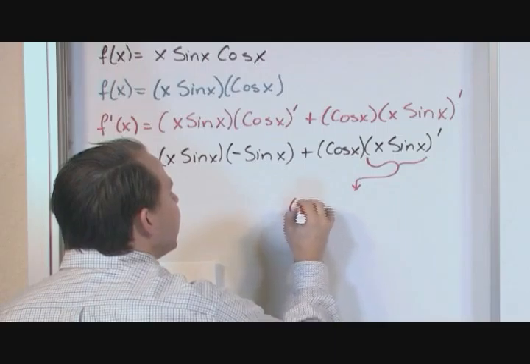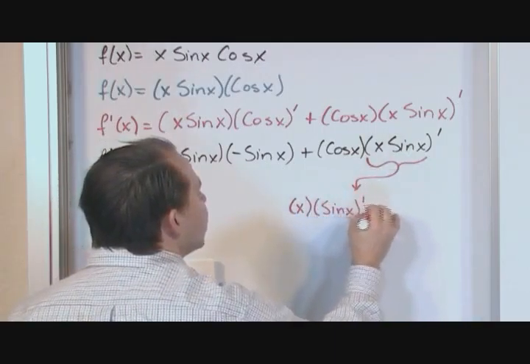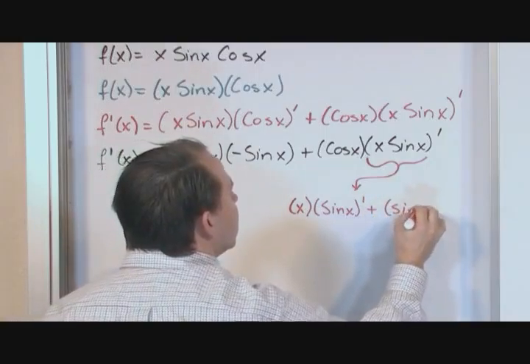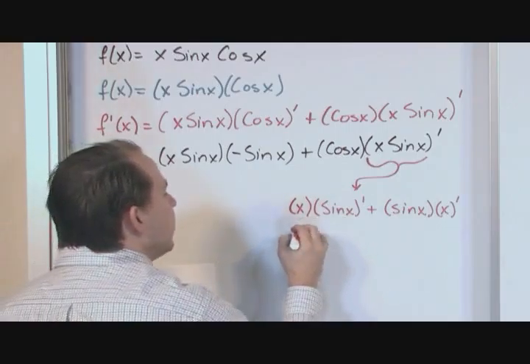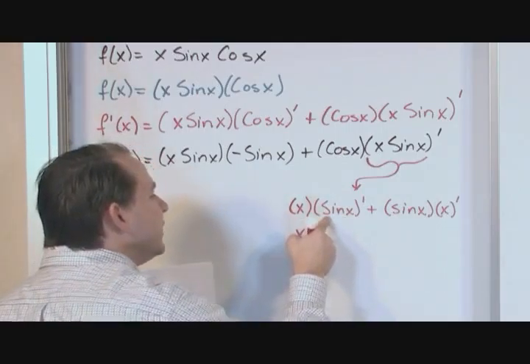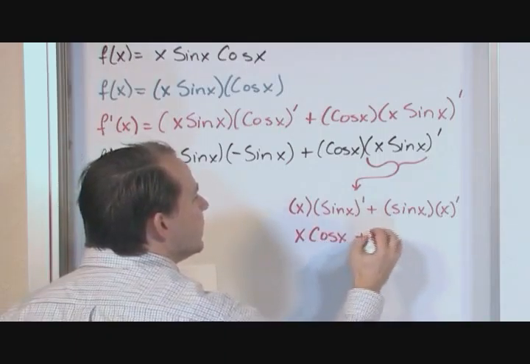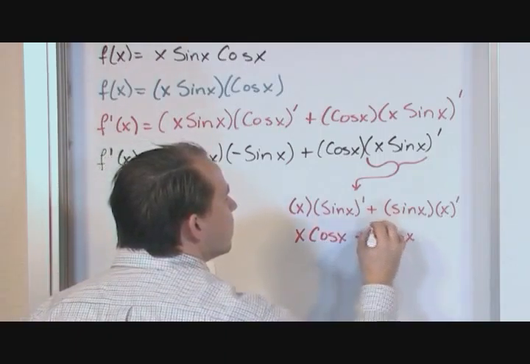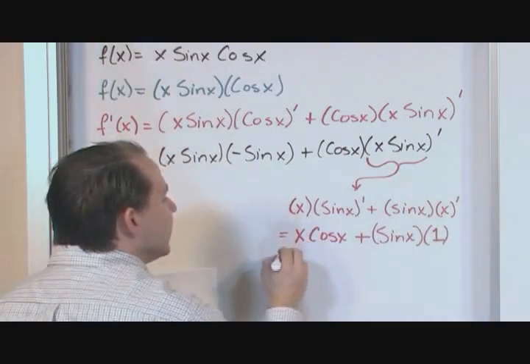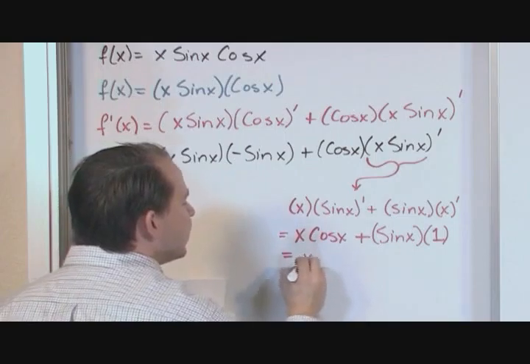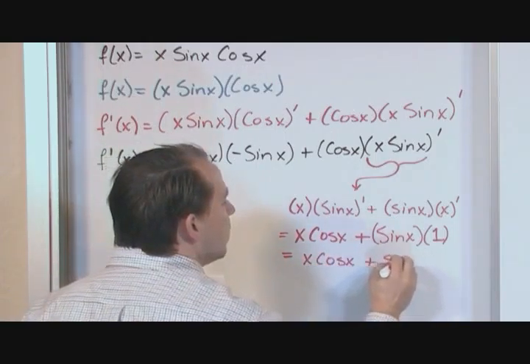So it would be x times the derivative of this, plus the second function times the derivative of the first function. So this guy would be x. What is the derivative of sine? We learned that just a minute ago. It's cosine of x, right? Plus sine of x. What is the derivative of x? It's just 1. So ultimately, this is going to come down to x times cosine of x plus sine of x.